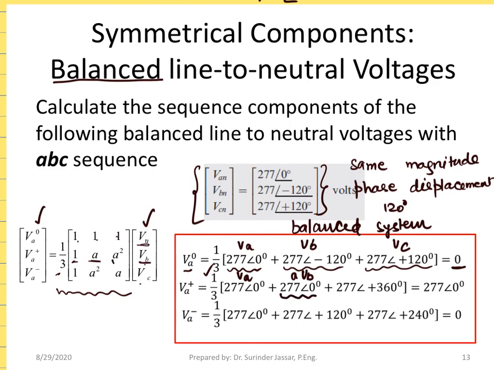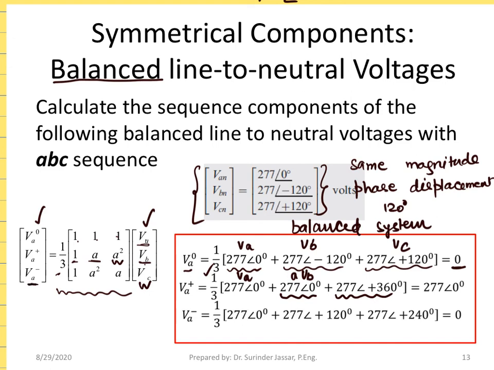Next you have A square times VC. A square is 1 at an angle of 240, and VC is 277 at an angle of positive 120. So 1 times 277 at an angle of 240 plus 120, which gives you 277 at 360 degrees. Make sense, guys? So that is A square VC, and it is exactly the same as this. The last line is VA negative.